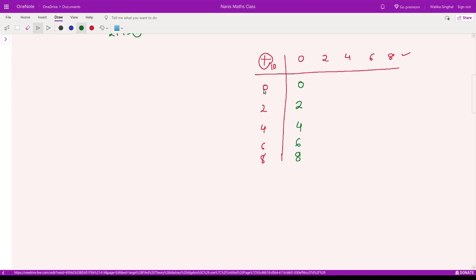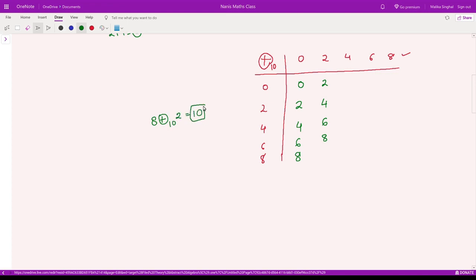Now let us see here. 0 plus 2 is less than 10, so the remainder would be 2. Then 2 plus 2 is 4, so the remainder would again be 4 when divided by 10. Again 4 plus 2 would be 6. Then 6 plus 2 would be 8. Now here, you see, if you do 8 addition modulo 10 with 2, you will get 10.